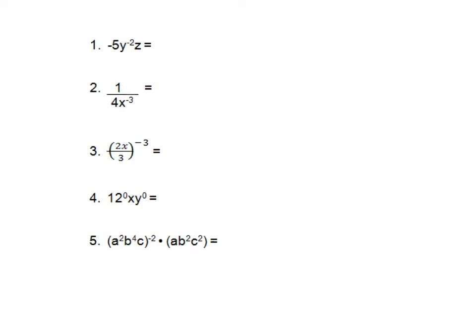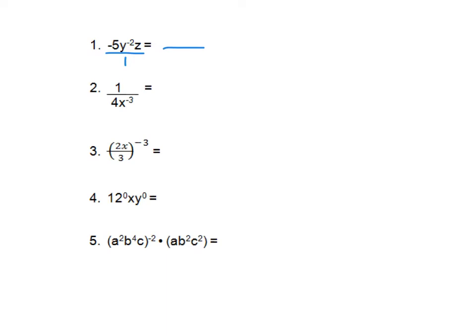So number 1, negative 5 times y to the negative 2 times z. Okay, so anytime we have a negative exponent, my strong recommendation is to make this into a fraction right away by putting a denominator of 1 in there. And now I'm going to decide on whether I keep things or move things, because I don't have any outside parentheses with an outside exponent or anything. So all we need to do in this situation is decide if things stay or move.